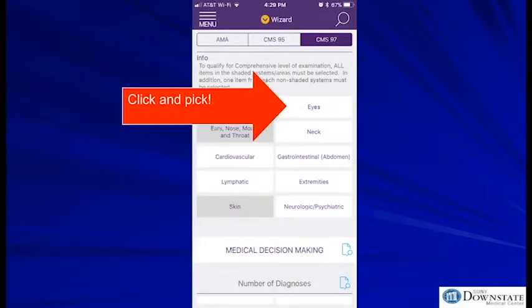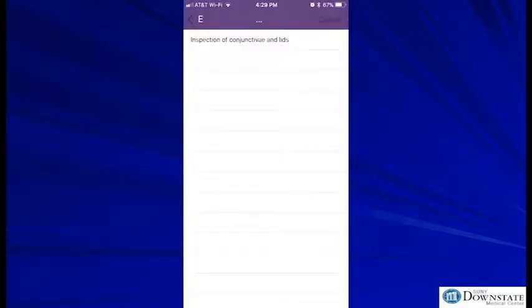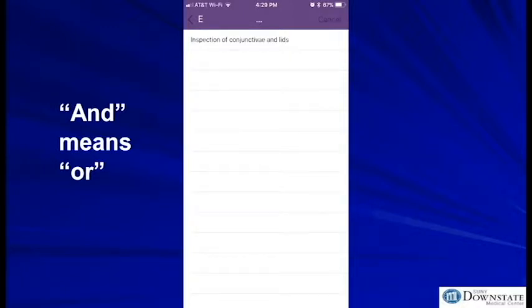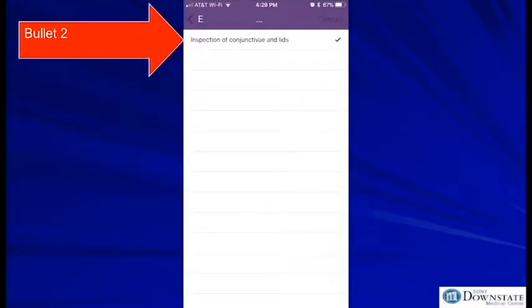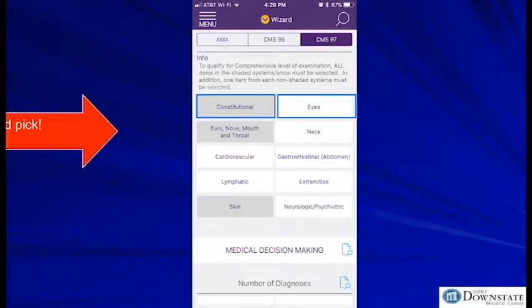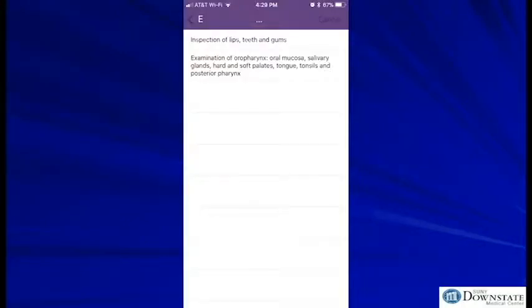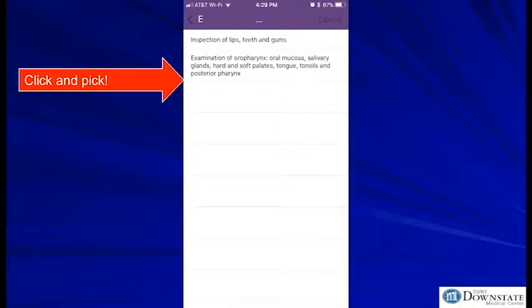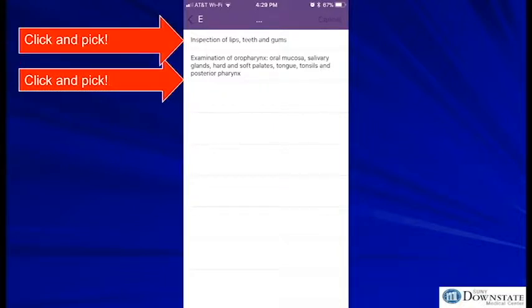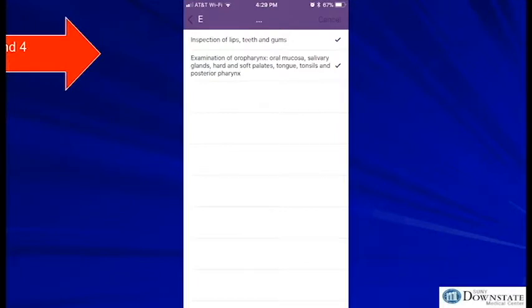We move on to the eyes. The inspection of conjunctivae and lids. In this case, the word and means or. You can look at either one. That's bullet number two. We go here and we click and pick once again. An inspection of lips, teeth, and gums. An examination of oropharynx. Again, we click and pick on these, and voila, two more bullet points.